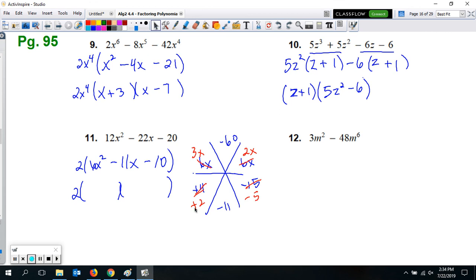So now each of these are the binomials. 3x plus 2 is one binomial. 2x minus 5 is our other binomial. And there we are done.